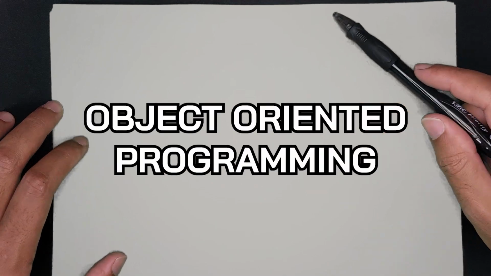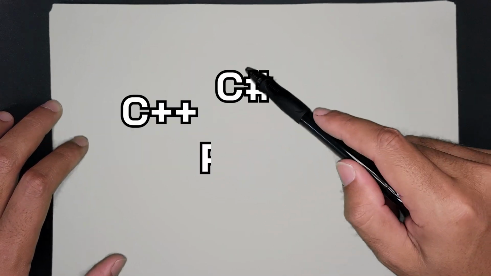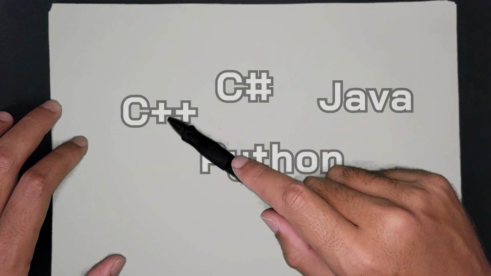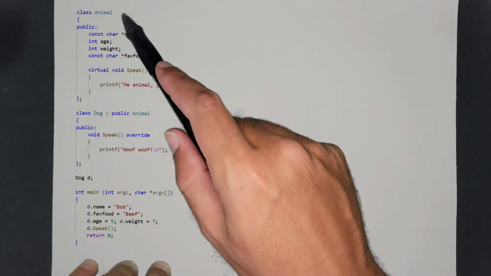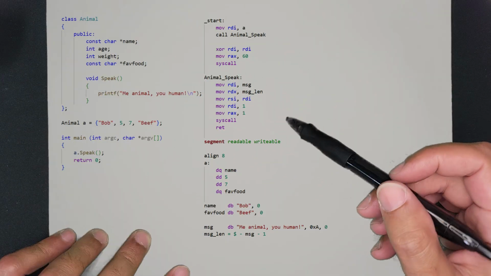So we have object-oriented programming, right? Like C++, C#, Python, Java. And we can do a lot of really cool things in it, like polymorphism, where we have classes that are related to each other and derived. So how does that work on the assembly level?